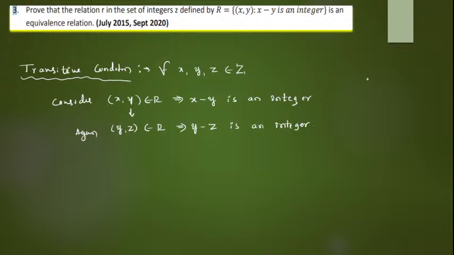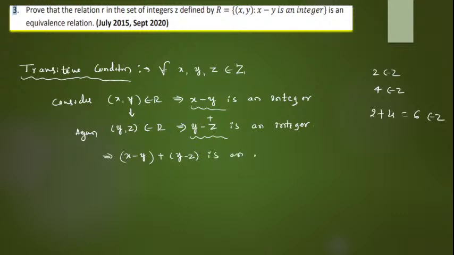Okay? Suppose we take 2, which is an integer, and 4, which is also an integer. Their difference, 2 minus 4, or their sum, 2 plus 4, is what? 6. That is also an integer here. Clear? Therefore x minus y is an integer, y minus z is an integer, and then their sum is also an integer. This implies x minus y plus y minus z is also an integer. You can check any values of x, y, z, and it will definitely give an integer again.